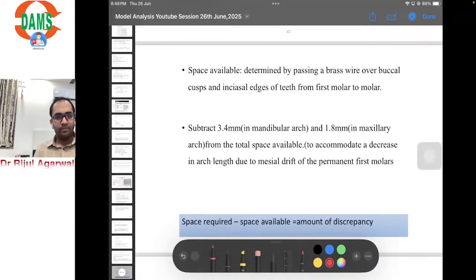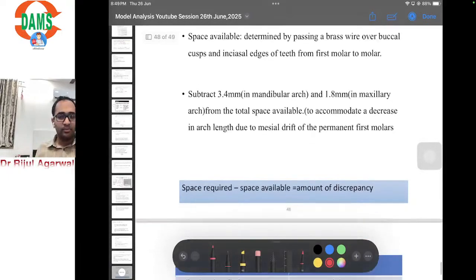Okay. Next, it said that you need to subtract 3.4 mm and 1.8 mm. Why? To accommodate a difference. If someone knows about this value, why 3.4 and 1.8, it is because of the leeway space of Nance, which highlighted the difference in the mesiodistal width of the unerupted canines and premolars to that of the deciduous canines and molars.